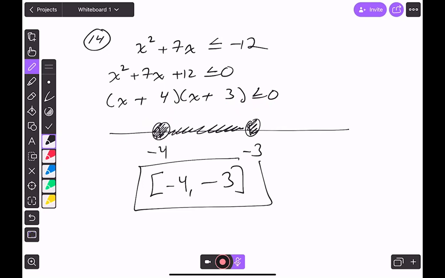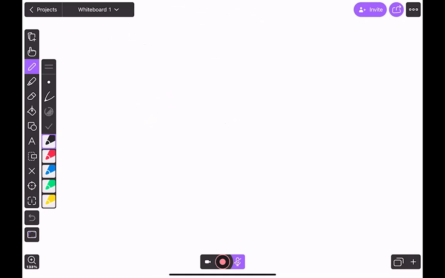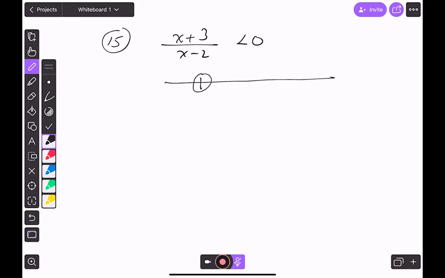All right, let's go to number 15. Looks like a straightforward, simple question. And what's 15? X plus 3 over x minus 2 less than 0. Again, it's rational. One term compared to 0. I'm good to go. Put my zeros down. Minus 3 and 2. Do some testing.